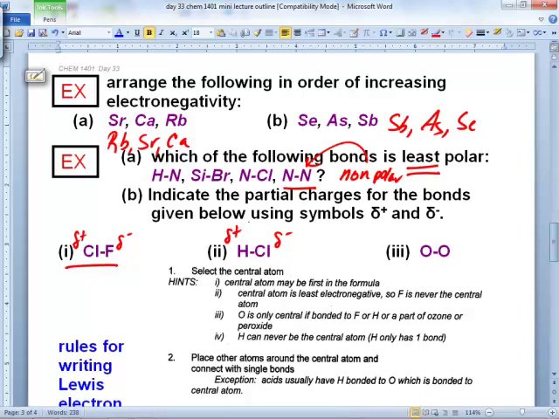How about the last one? Where would you put your partial negative? They're the same, so there is no partial negative. You'd call this molecule nonpolar. So it's kind of a trick question.